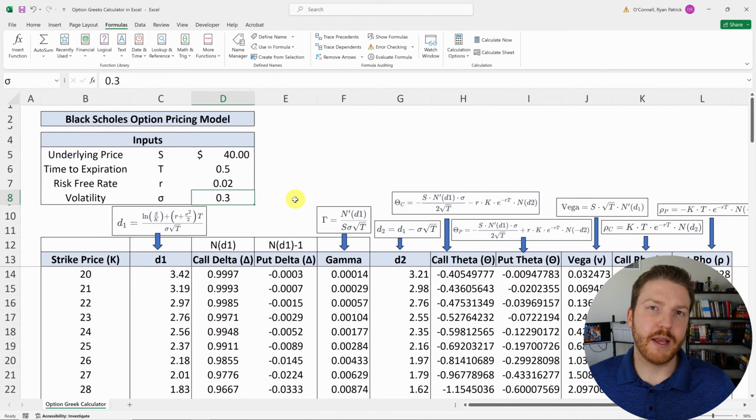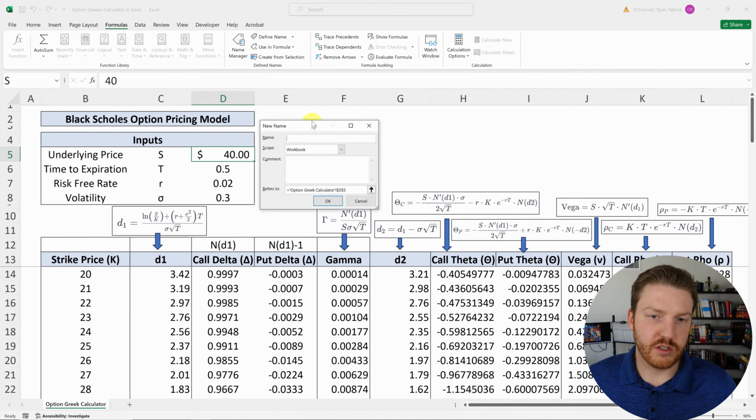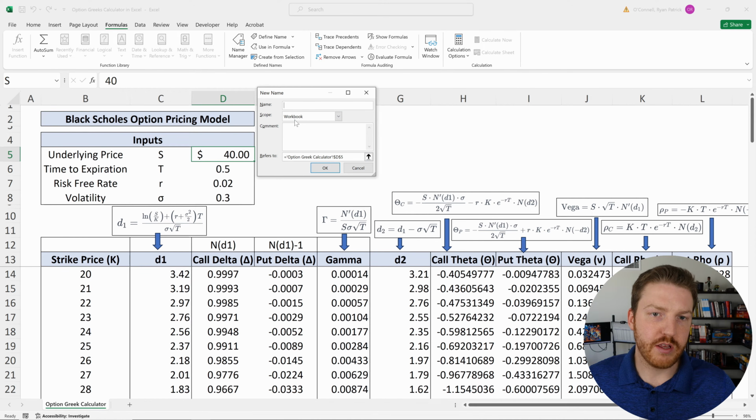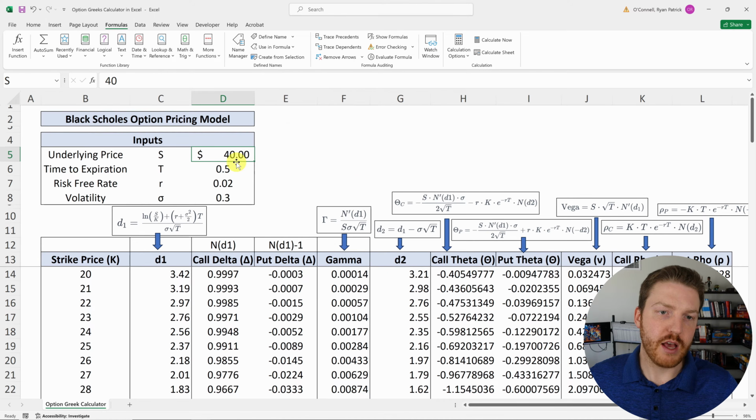Now, one thing we can do to make our lives easier is to give all of these names so that we can reference these cells more intuitively in our formulas. So all you'll need to do, and I've already done this, is right click, hit define name. Now this one of $40 is cell D5 right here. I would just call that S and then select OK. But I've already done this for all 4 of these, so I'm going to cancel it. So I gave all these specific names. So this one is T that I'm currently selected. The next one is going to be R underscore, and then we also have one called sigma there.